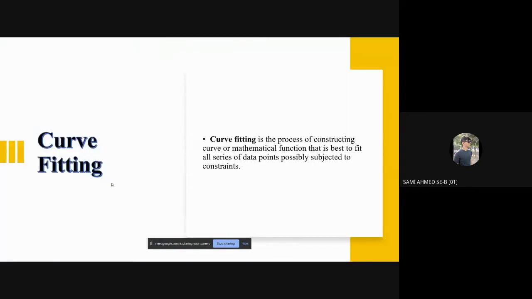So what is curve fitting? It is the process of constructing a curve. Everyone is aware about the curve. A curve is something which is drawn over a graph and it consists of points which are not linear, so it forms a curve. It is a mathematical function that best fits a series of data points, possibly subject to constraints. Curve fitting is the process of finding the curve that best approximates a set of points from within a set of curves. That's the actual concept over here.